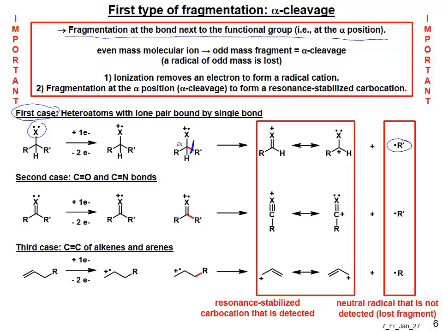If we have a carbonyl group, for example, something that has a C=O bond with a lone pair, a C=X bond with a lone pair, we're again going to lose something at the alpha position. So we lose this group here to form this thing. And then if we have an alkene, we're going to lose something at the alpha position of the alkene, so that we're going to form this radical here.